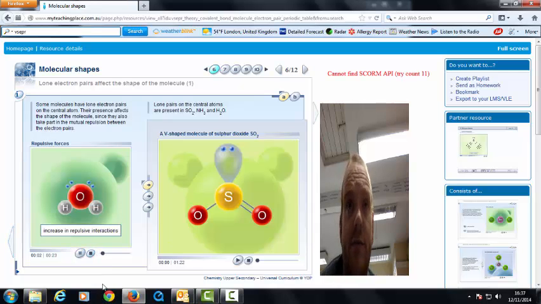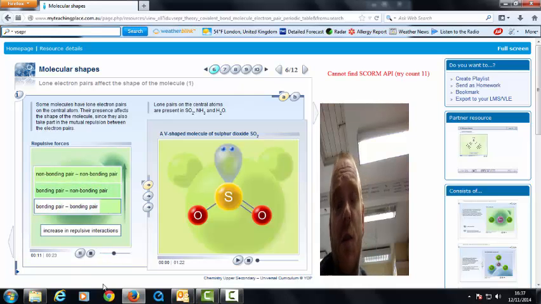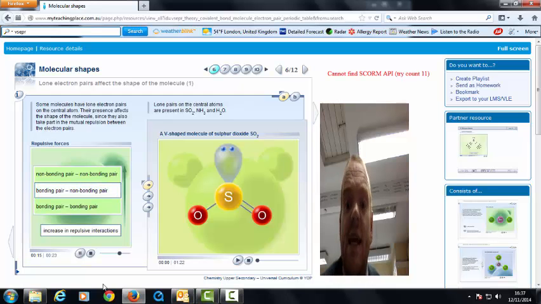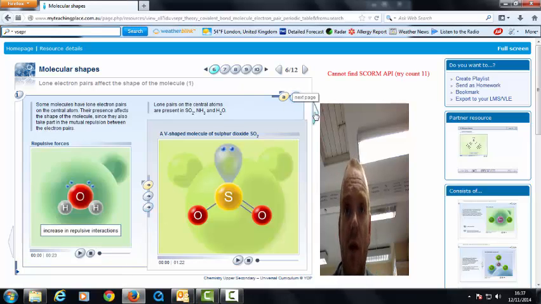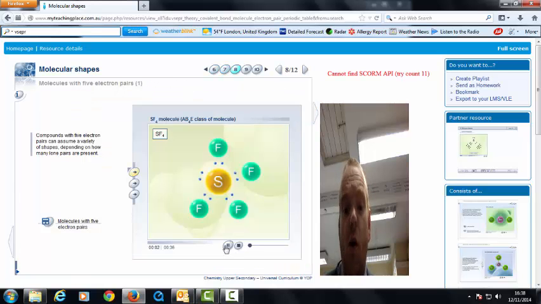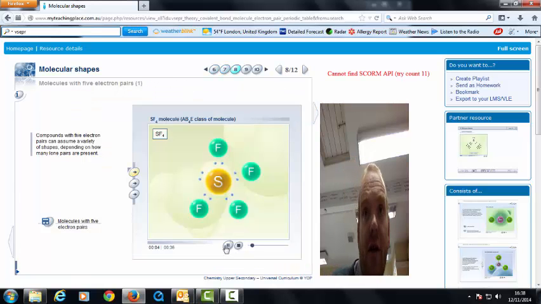reduces that bond angle. Okay, so we've seen different examples where we've got different amounts of repulsion. So we can summarize this with a table, or we can say that bonding pair bonding pair repulsion exists, but it's the smallest amount of repulsion. Bonding pair lone pair repulsion is the next biggest, and lone pair lone pair repulsion is the biggest still. So that's why water has a smaller bond angle than something like ammonia, for example.